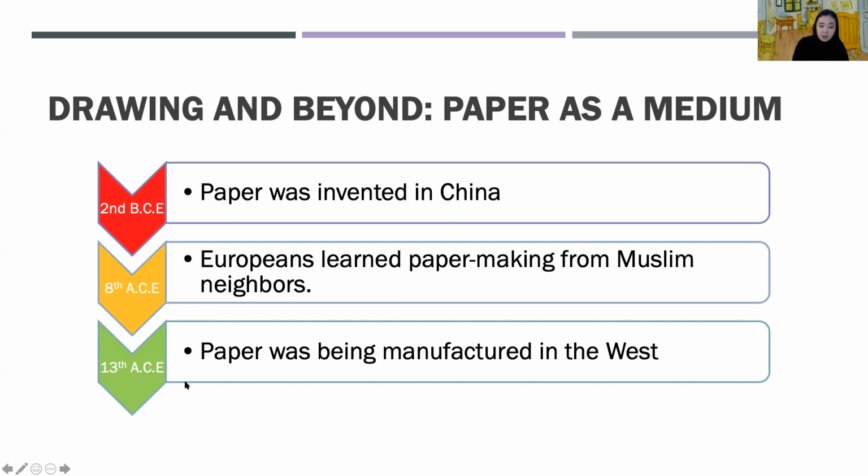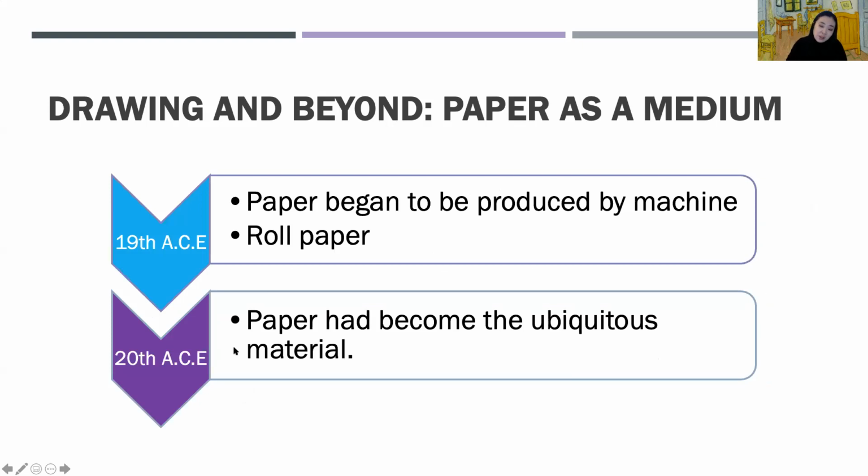The Europeans learned paper making from Muslim neighbors. In the 13th century, paper was being manufactured in the West. And after the Industrial Revolution in the 19th century, paper began to be produced by machine. And finally, instead of individual sheets, machines manufactured the paper in continuous rolls. In the 20th century, paper had become the ubiquitous material we know today, such as newspapers, magazines, advertising posters, and other products.